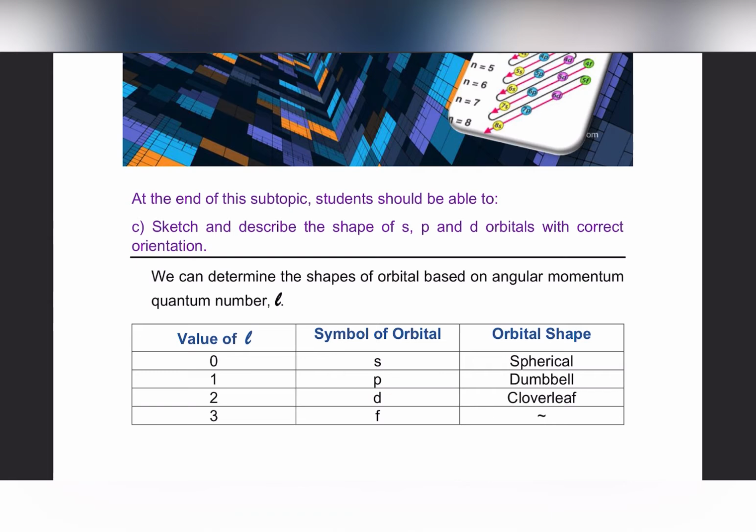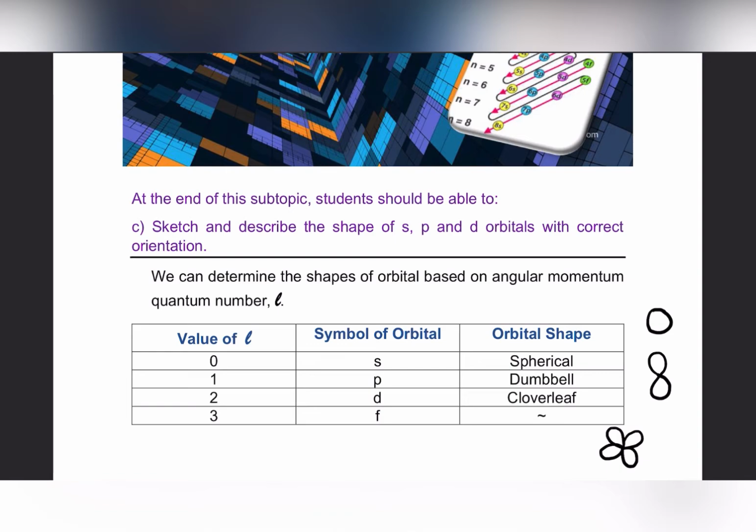For s orbital, the shape is spherical. For p orbital, the shape is dumbbell. And for d orbital, the shape is cloverleaf. For spherical, on paper, usually we draw it just like a circle. For dumbbell, on paper, we are going to draw two loops like this. So this is for dumbbell. And cloverleaf is usually just like a flower with four loops. So that's for d orbitals, for cloverleaf.